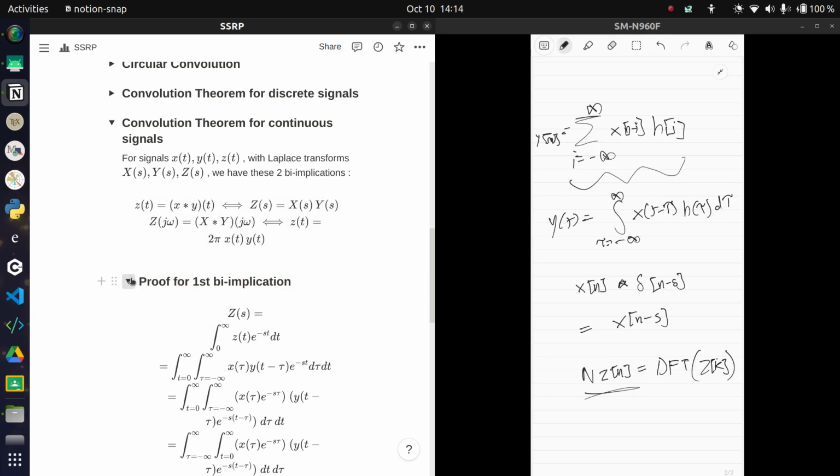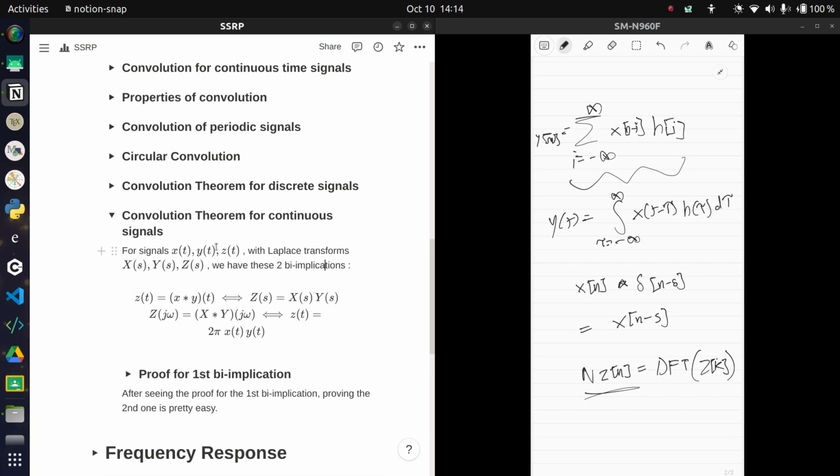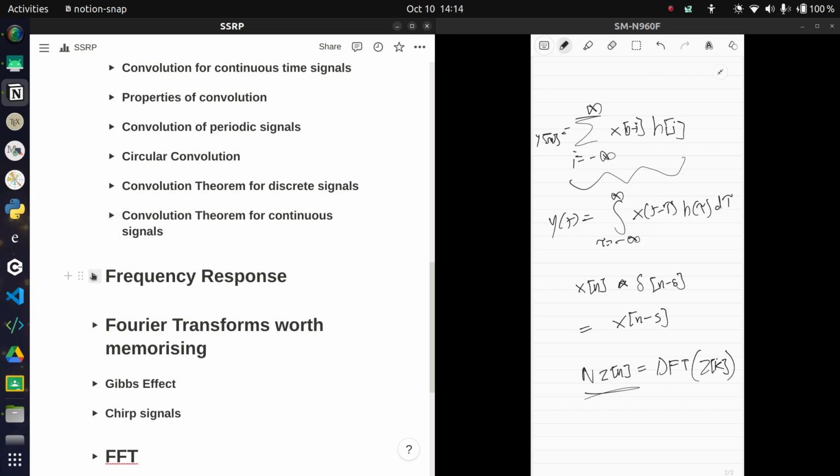The first bi-implication is doable because it's just an integration in time. The second is kind of hard, but I'm sure you can do it. It's once again the same thing: the inverse Fourier transform is basically a Fourier transform but with 1 upon 2 pi. So you can once again apply the convolution with 1 upon 2 pi, and instead of t you put minus t or something like that. Alright, cool. Frequency response.